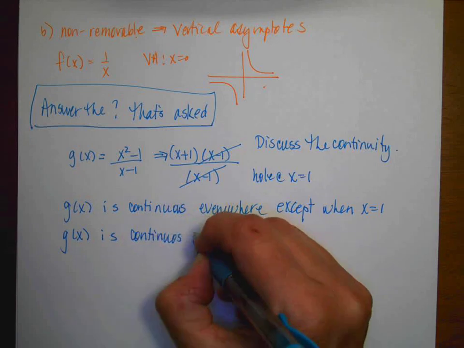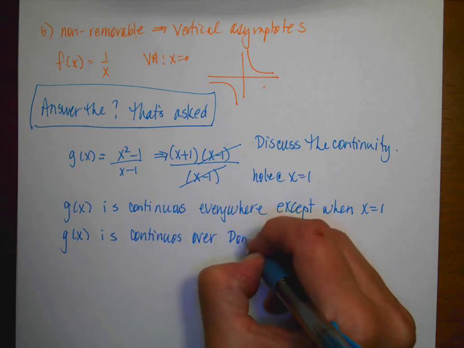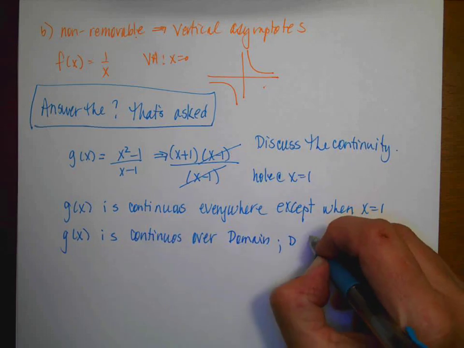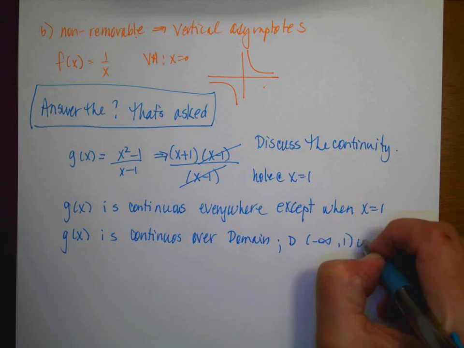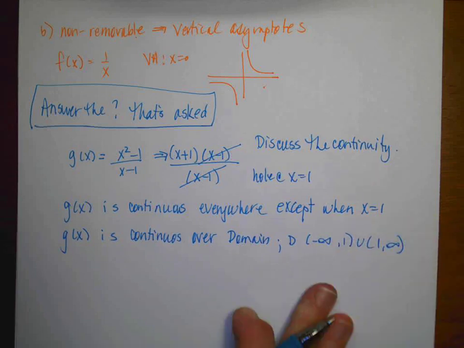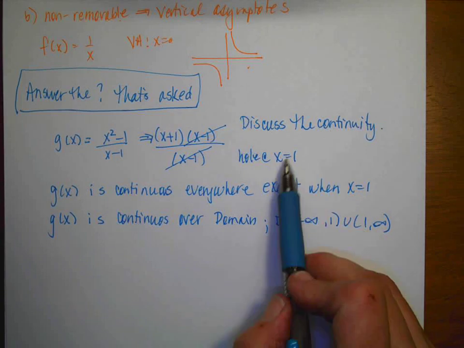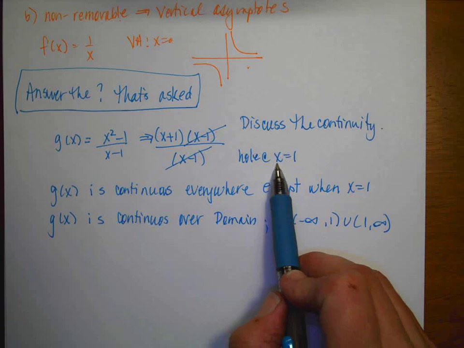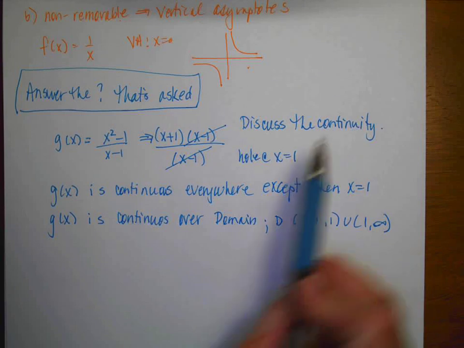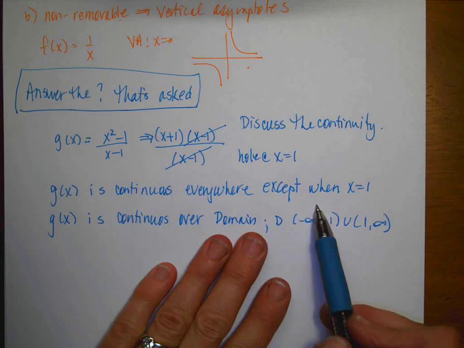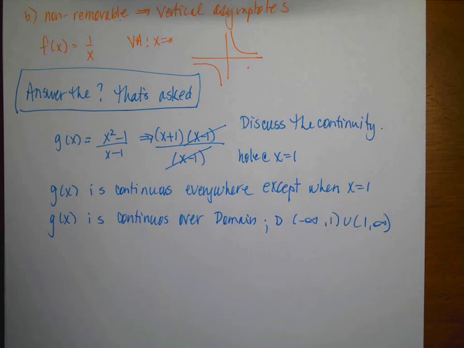continuous over the domain, but if I say that, then I have to say that the domain would be negative infinity to 1 unioned with 1 to positive infinity. So you could report it either way, but notice it didn't ask me to discuss the discontinuity, it says discuss the continuity. So then when I write my answer, I have to specifically regurgitate the prompt. G of x is continuous, and then I say where the function is continuous.